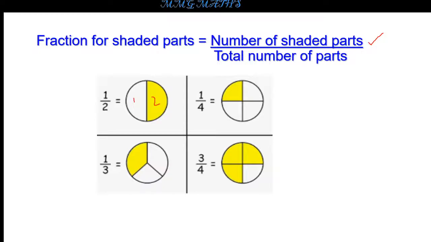Now number of shaded parts. How many shaded parts does this circle have? You can see this circle has only one shaded part. So I have written 1 at the numerator side. So 1 by 2 is the fraction for the shaded part of this circle. Okay, moving to the next circle.